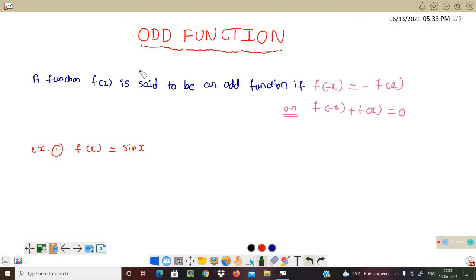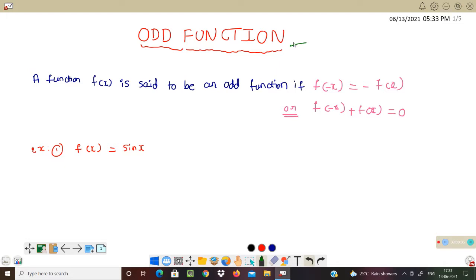Today in this video, I'm going to discuss odd functions. Let us see the definition. A function f of x is said to be an odd function if it satisfies this condition. So what is that condition? f of minus x is equal to minus f of x. Otherwise, f of minus x plus f of x is equal to 0.